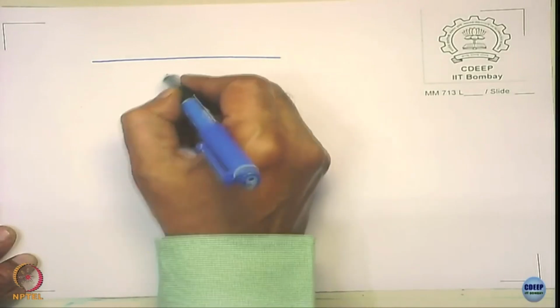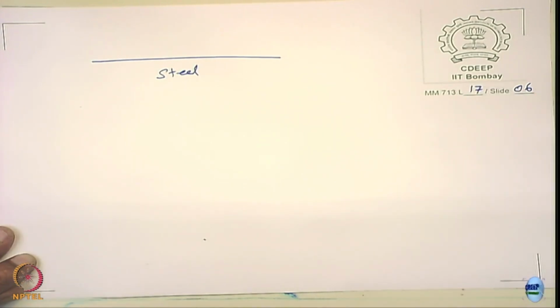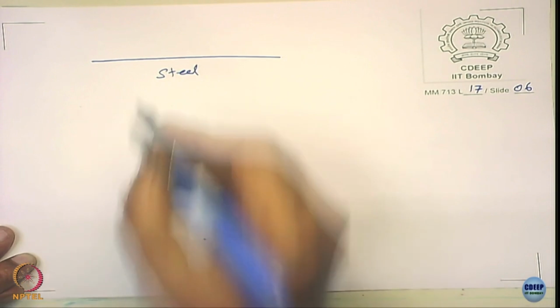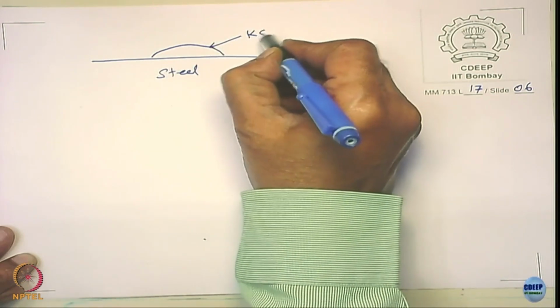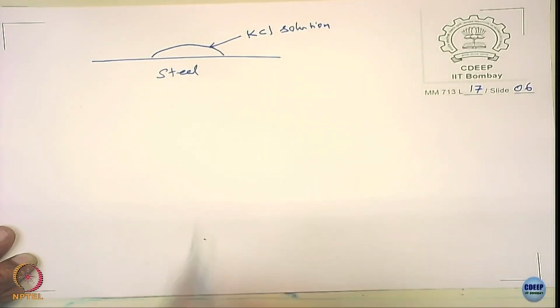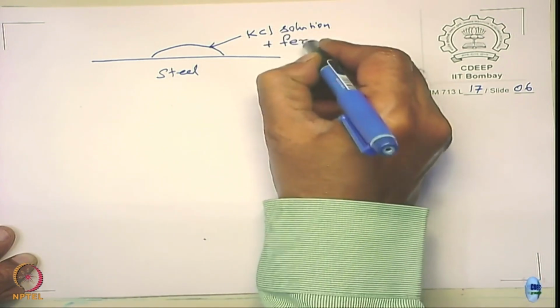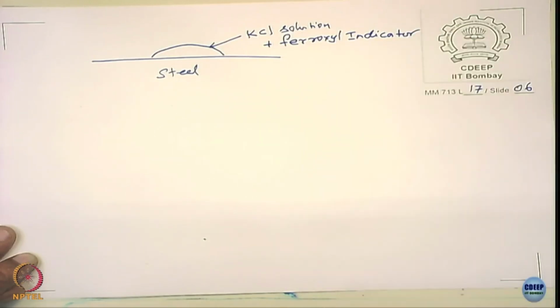This one more illustration is very nice, okay. In another case, you can take a steel, and you have a drop of potassium chloride solution with water, and to this you add what is called a peroxide indicator. Add to this. And what is a peroxide indicator?